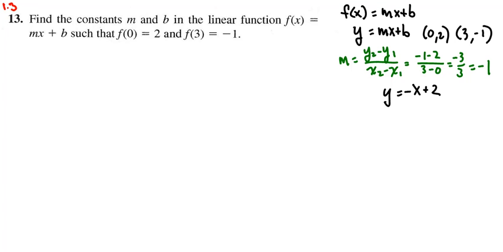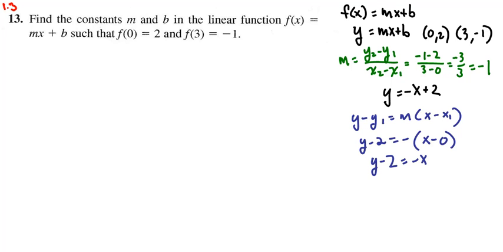So I'm going to go through this the other way. That's really the shortcut there. Now I could use the point slope form of a linear equation. Y minus y1 is equal to m times x minus x1. And I know that m is equal to negative 1, and I can use either point. So I'll use that point 0, 2. So I get y minus 2 is equal to negative 1, or negative the quantity x minus 0. When I multiply the right side out, I'm just going to get negative x. And when I add 2 to both sides, I'm going to get y equals negative x plus 2.